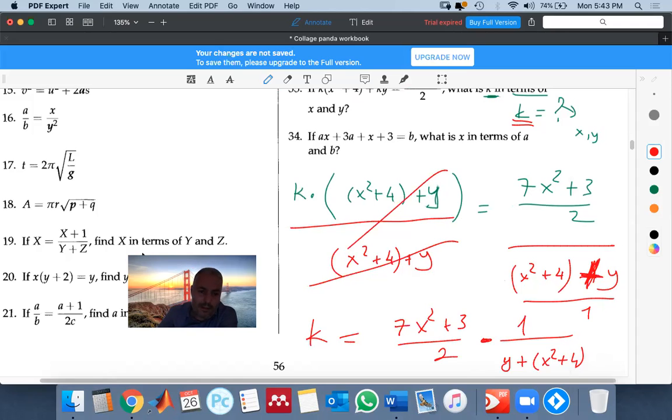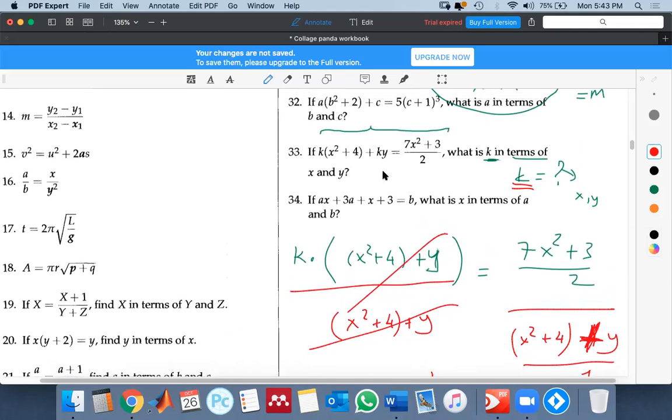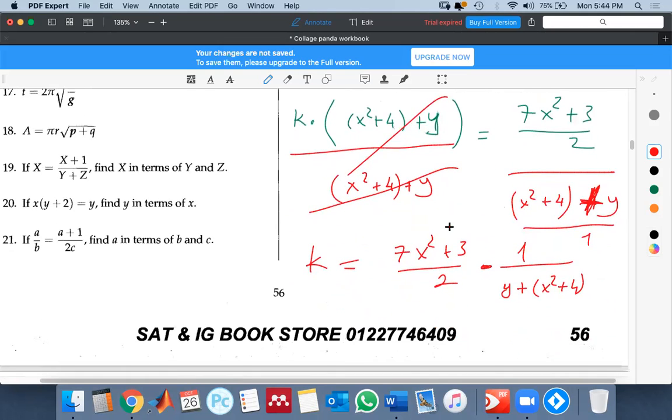Mister, doesn't the question want x alone and y alone? Where? They said they want k in terms of x and y. No. In terms of x and y means in the solution there must be x and y. So this is the solution. There is x, there is y. That's it.